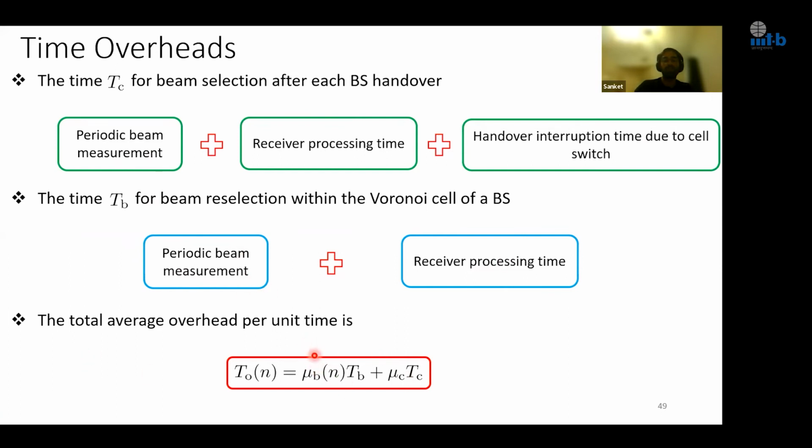So in this case, mu b denotes the intensity of delay, how frequently base station handover happens, and with each base station handover, TB amount of time is used. So there is a communication interruption of TB amount of time. Similarly for the cell crossing here, like mu c and TC.